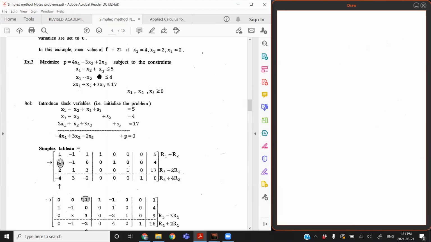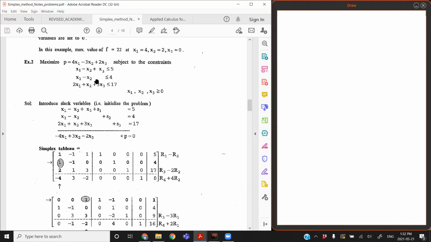So I have 1, 2, 3. First of all, it is in the standard form because you want to maximize. The inequalities, all of them have the form less than or equal to. The numbers 5, 4, and 17, all of them are positive. And x1, x2, x3, all of them are greater or equal to 0. So that's the standard form for a simplex problem. We can use this method for that.